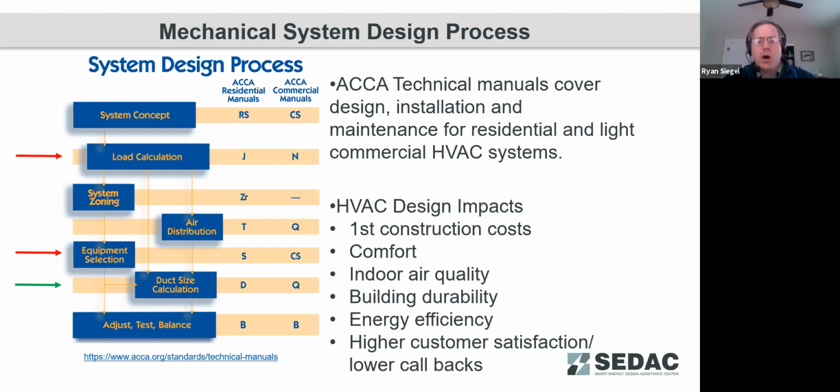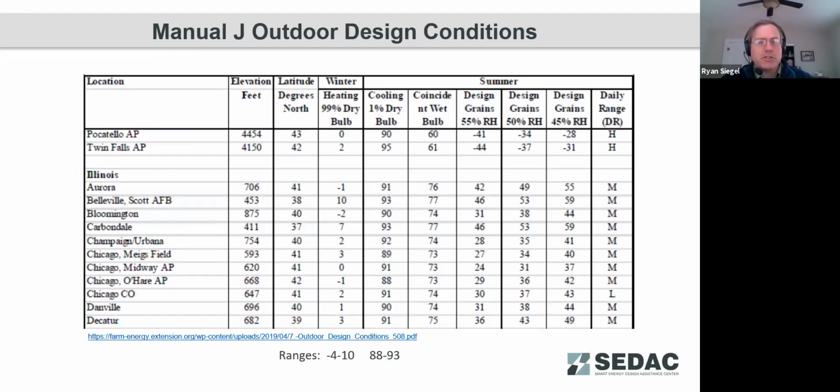And then indoor air quality, particularly if you're oversized on cooling, because you don't get the dehumidification that is important on the cooling side. And so you can end up with indoor air quality and mold issues due to that. And obviously building durability and energy efficiency. And for builders out there, if you end up with higher customer satisfaction, that's likely to lead to more referrals and fewer callbacks. So we want to make sure that we get this right the first time.